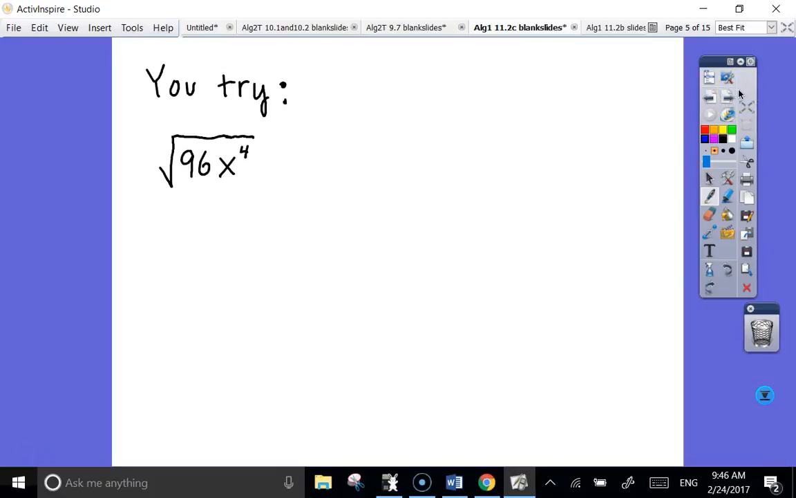Right, so try to do that one. If you have your worksheet that you did, we did the square root of 96 on 2 different problems. So that part you've got. You just need to figure out how many x's from that x to the fourth come out. This is your try.